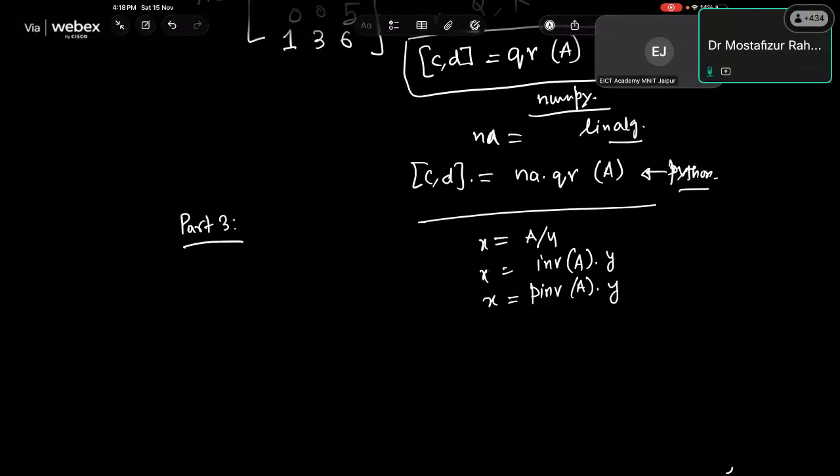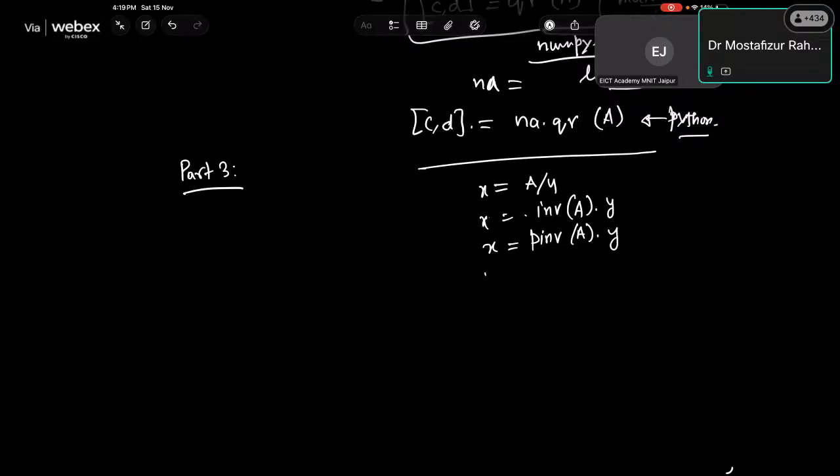If you are using NumPy libraries, you just need to associate the linear algebra library and put this extension here, for example np.linalg.pinv. There is also a direct way: you can write this backslash y, and the backslash directly computes the pseudo inverse in MATLAB. Sometimes we use backslash dot if there is a dimensionality mismatch between A and Y.